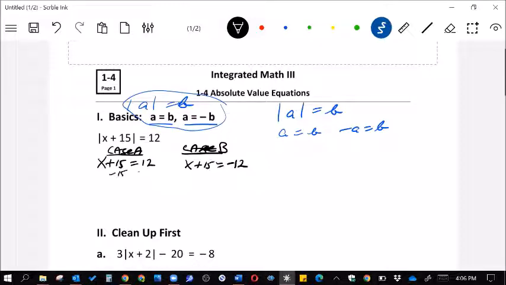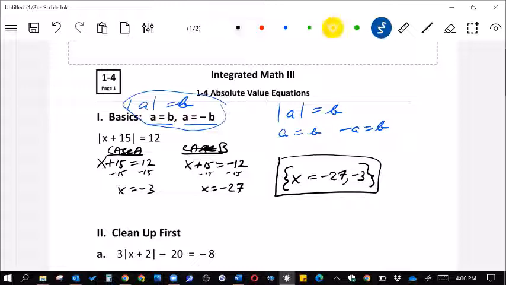So now let's subtract 15. X is equal to negative 3. Subtract 15 and x is equal to negative 27. So the solution set is that x is equal to negative 27 and negative 3.